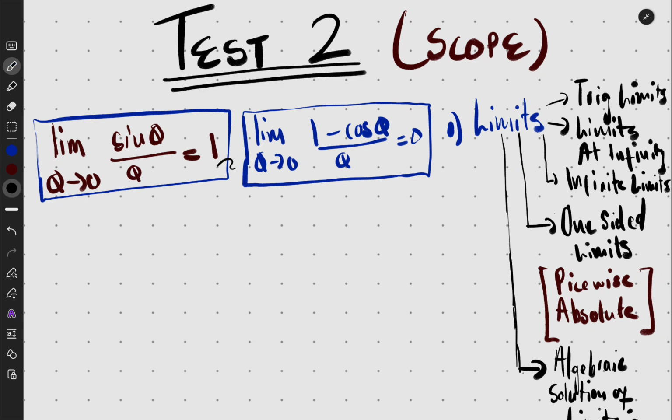The limit as theta goes to 0 of sine theta over theta is 1. Then the limit as theta goes to 0 of 1 minus cos theta over theta is 0. Right, we are dealing with trig limits, the things you must know.